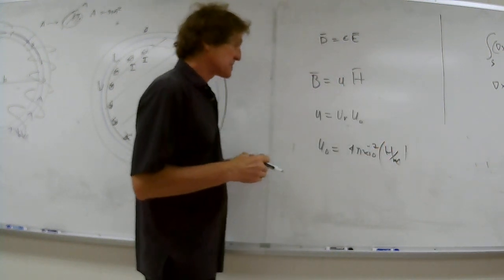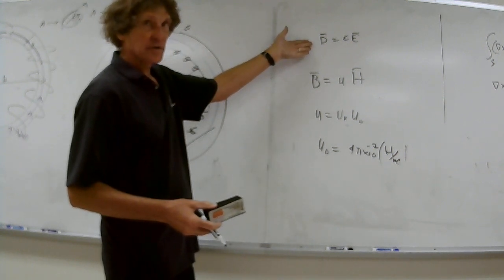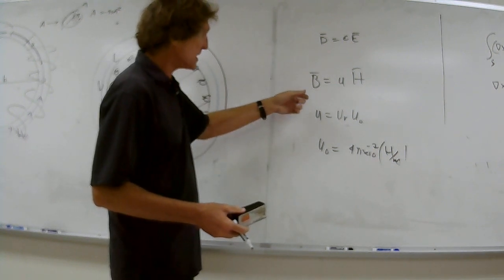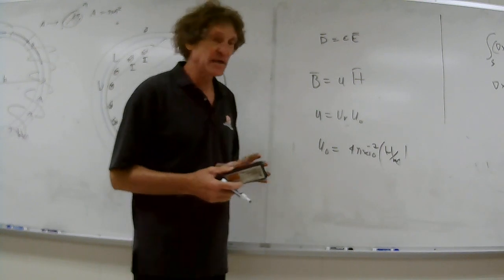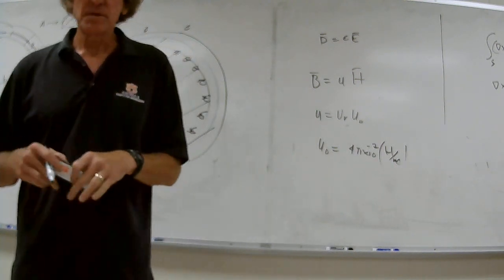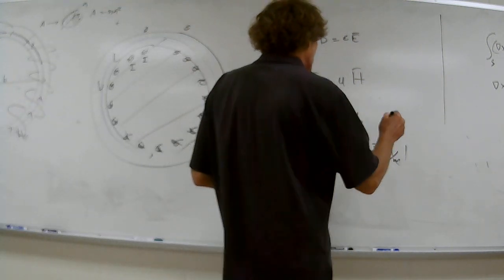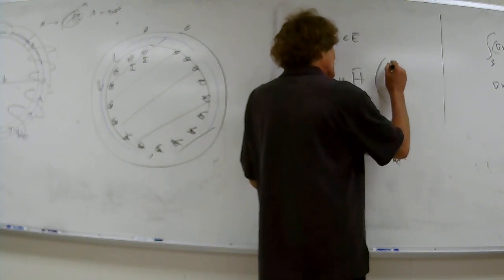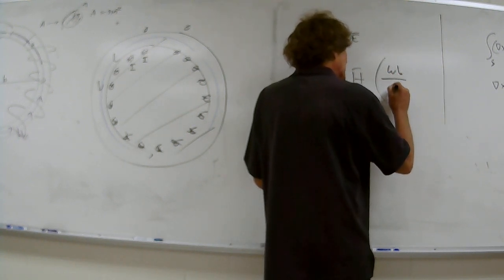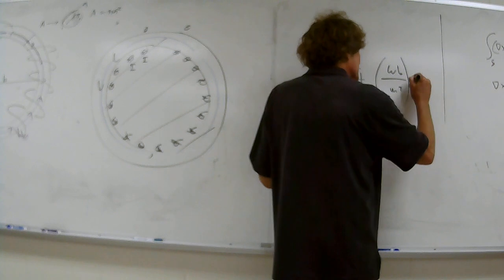This is exactly analogous to this. This is a relationship between a B field and an H field. Now the B field, the typical units of B field, I mean, there's a couple, but it is either Webers per meter squared or it's Tesla.